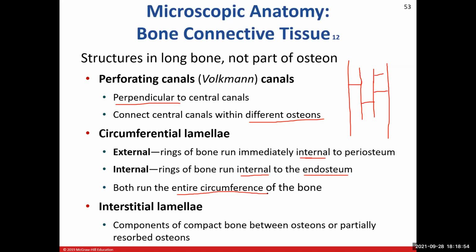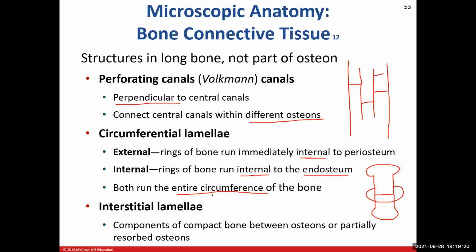So I hope you remember what circumference is. That's going to be the complete, like if we're holding on to a long bone here, the circumference is all the thickness, from here to here, all the way around. And then the last type of lamellae is called the interstitial lamellae.